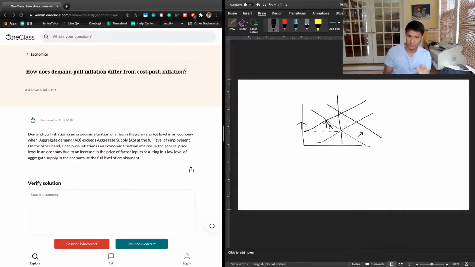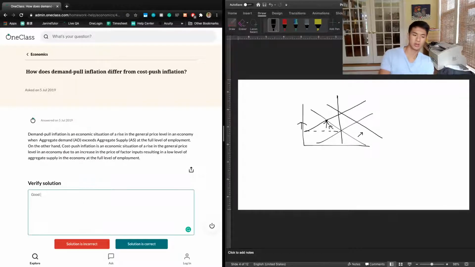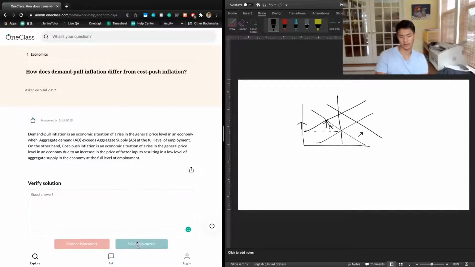And so let's take a look at the previous tutor's answers to see if they break this down well. Previous tutor says that demand pull inflation is an economic situation of a rise in the general price level in an economy where aggregate demand exceeds aggregate supply at the full level of employment, right? So that's what we see with this rightward shift of AD. On the other hand, cost push inflation is an economic situation where a rise in the general price level in the economy due to an increase in the price of factor inputs, so increasing cost of production, results in a low level of aggregate supply in the economy at the full level of employment. And so that's what we see as a leftward shift in supply. So this is great, good answer, and we're going to verify that as correct.